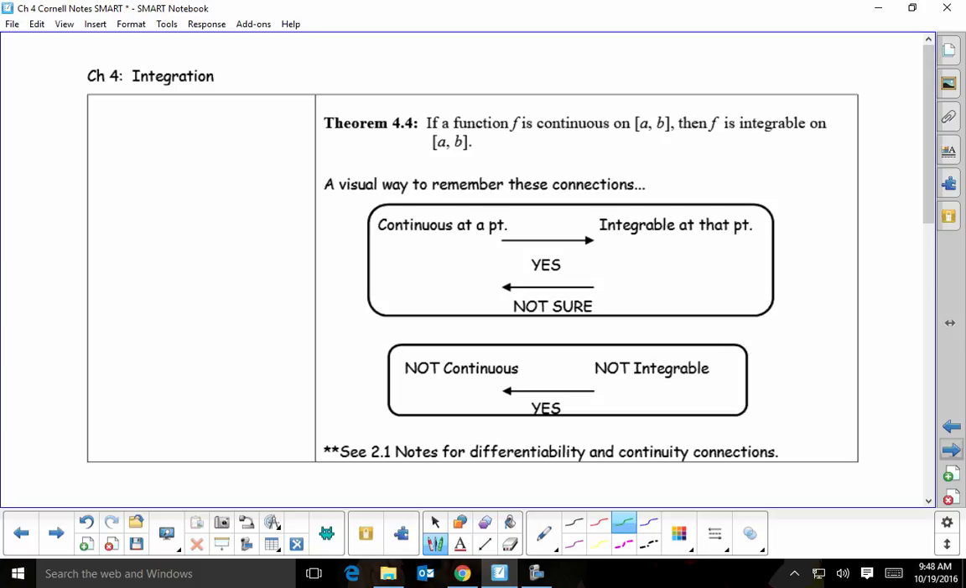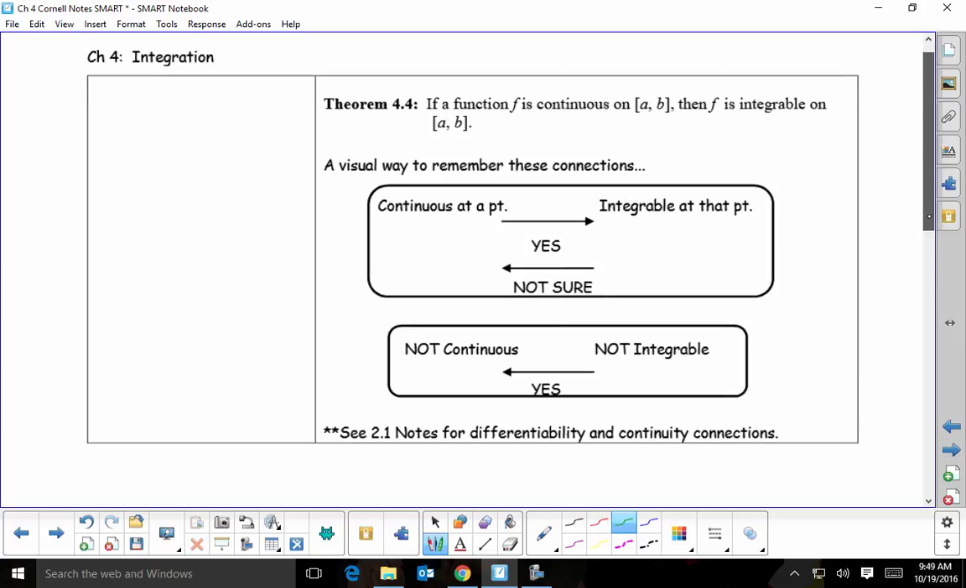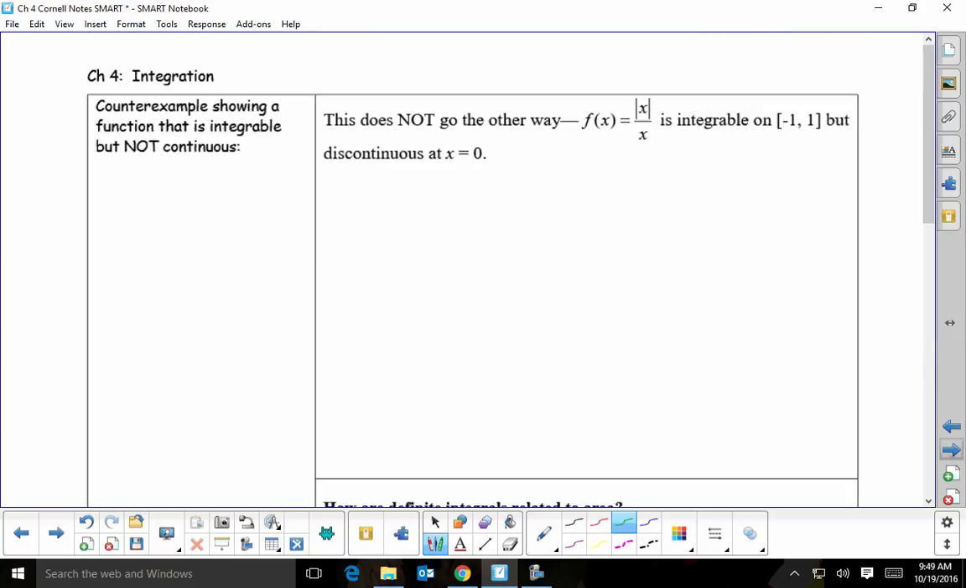Okay, so this is just a reminder for you, to help make sure you remember, as we keep going with differentiability and continuity. So let's look at this guy. Remember about this the other way. And then we're going to start into the next section of this. So this guy is integrable on -1 to 1, but it's discontinuous at 0. You guys remember what that looks like?